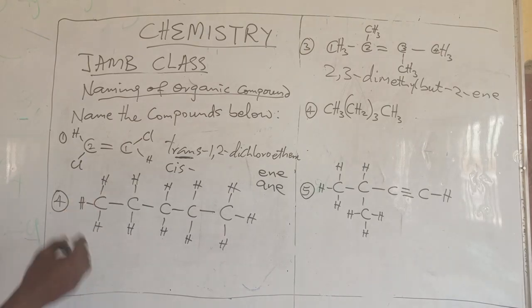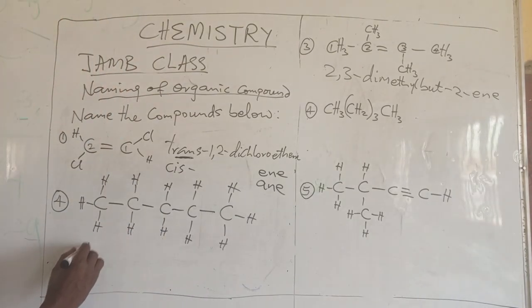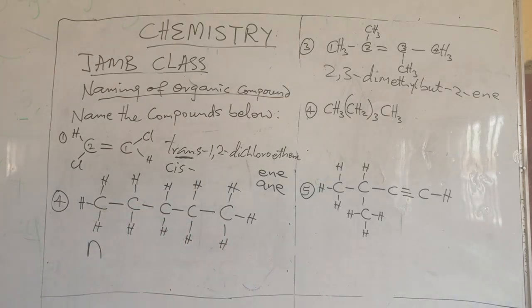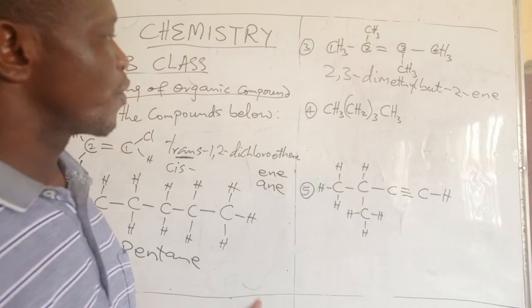This one is very simple. Since it is all in a straight line, what you need to do is to tell us it's just normal pentane. 5 atoms is what? Pentane. So it's normal. N stands for normal. Normal pentane. So that's the name. N-pentane. Okay. I believe you are following.